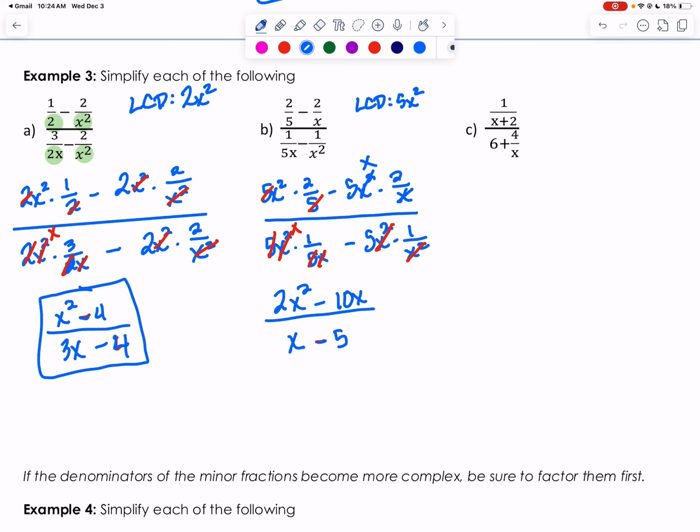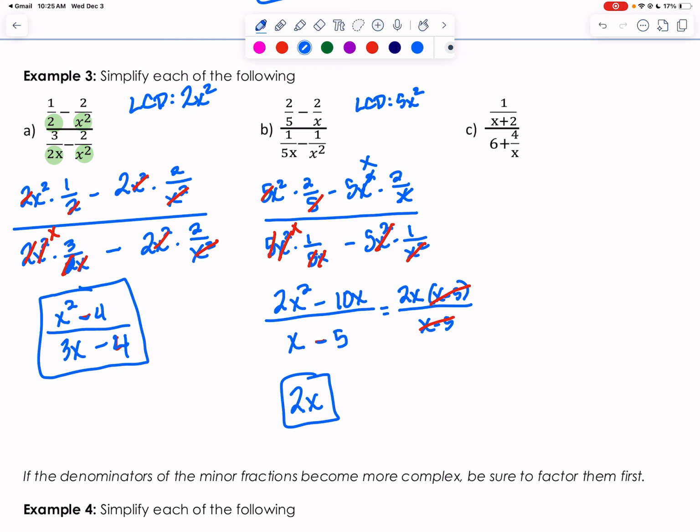Now, looking at the top, I can tell there's a common factor in there of 2x. So if I divide that out, that would leave me with x minus 5 over x minus 5. Then hopefully you can see that the x minus 5's cancel. So final answer here, 2x.